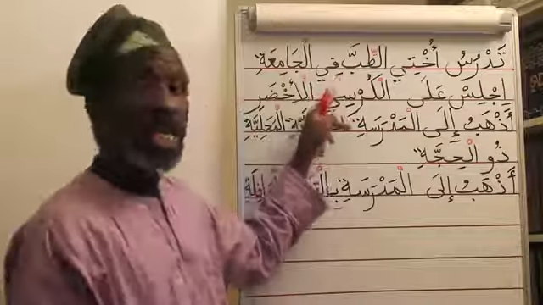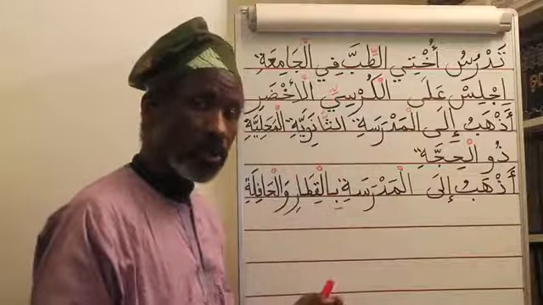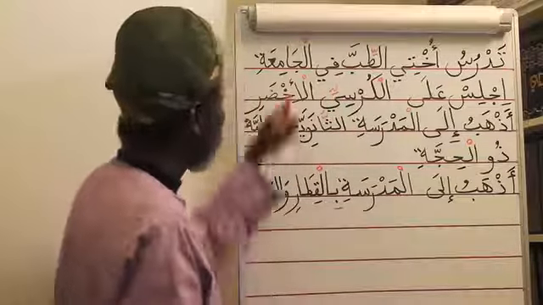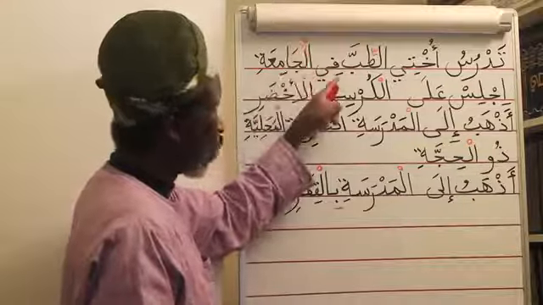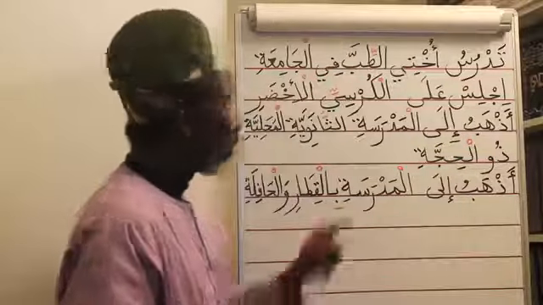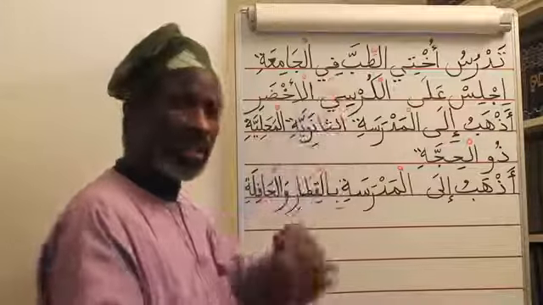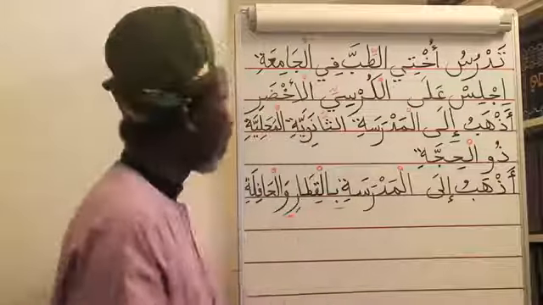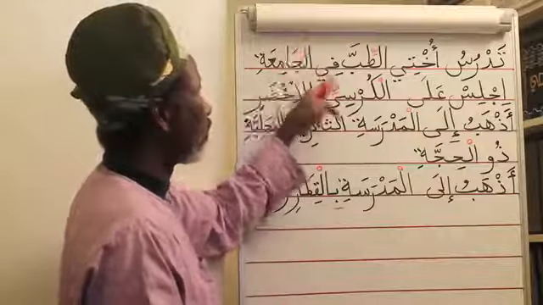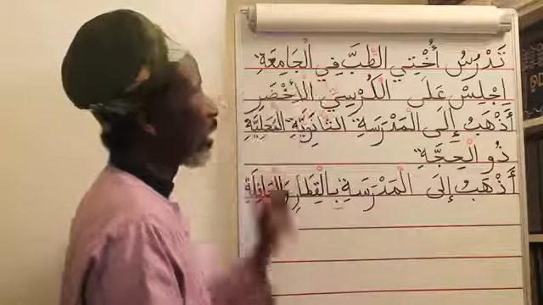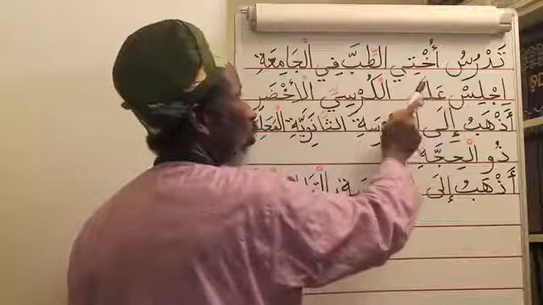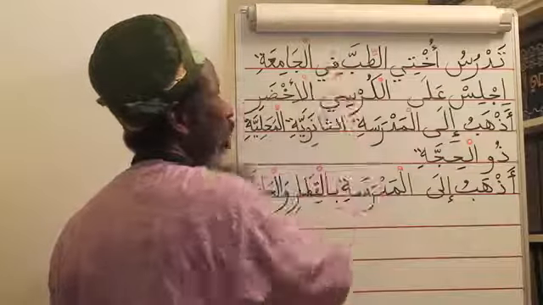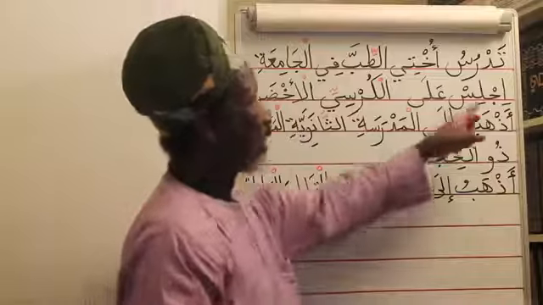Again, this is fi under normal circumstances. It's fi, lengthening. But here you need to link this lam sukun with fi, with the vowel. So more or less you are passing over the lengthening. So fil جامعتي. تدرس أختي الطب في الجامعة. Next one.